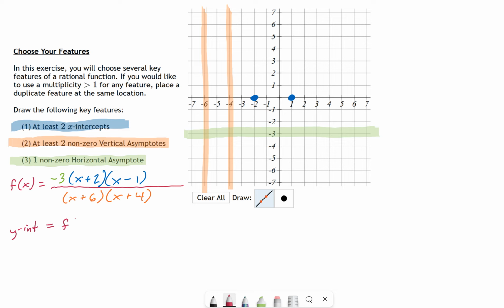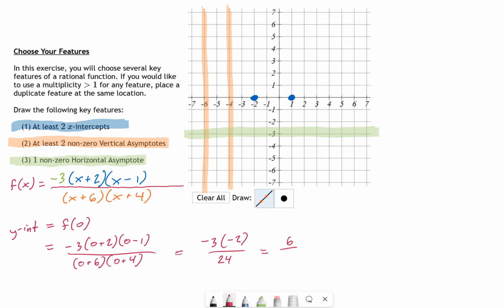That's going to be equal to, remember, f of 0. So you just plug in 0 for all these x's, and you'll find where the function actually hits the y-axis. So that's going to be -3 times (0 plus 2)(0 minus 1) divided by (0 plus 6)(0 plus 4). Okay, and now we just simplify this thing. So, that's math. I think that's -3 times -2, once I multiply those parentheses together, divided by 24, which makes +6/24, which makes a quarter.